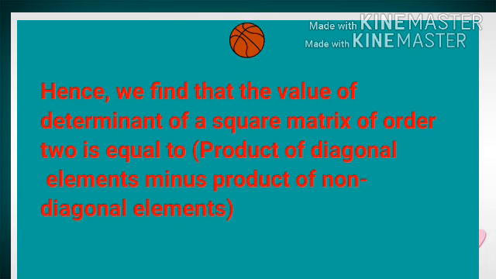Hence, we find that the value of the determinant of a square matrix of order 2 is equal to the product of diagonal elements minus the product of non-diagonal elements.